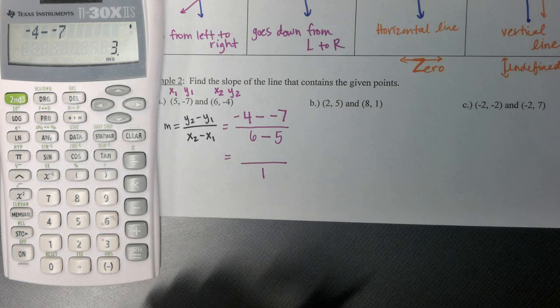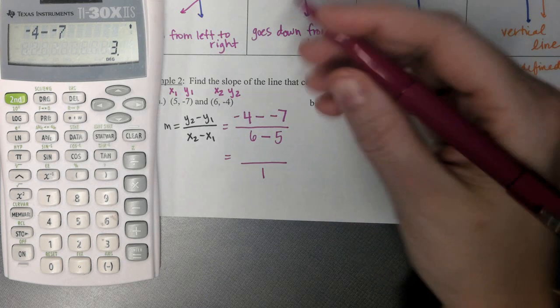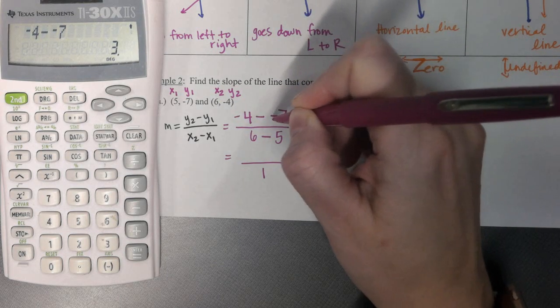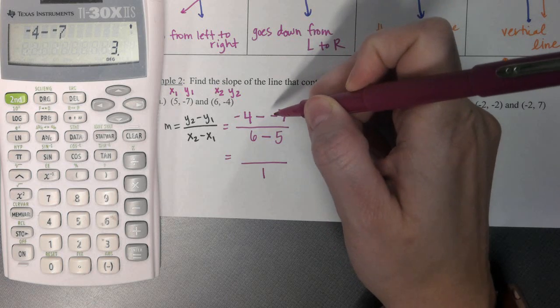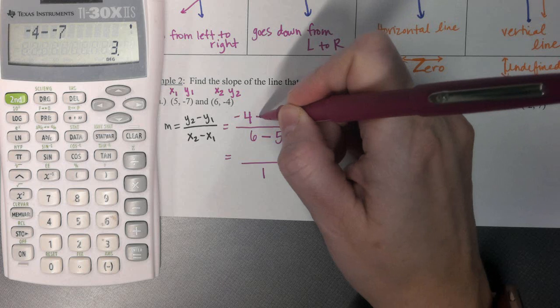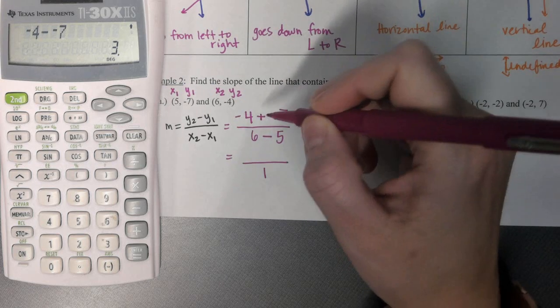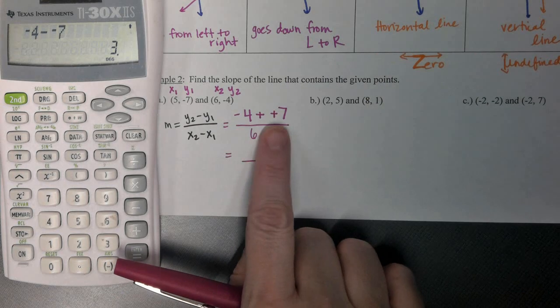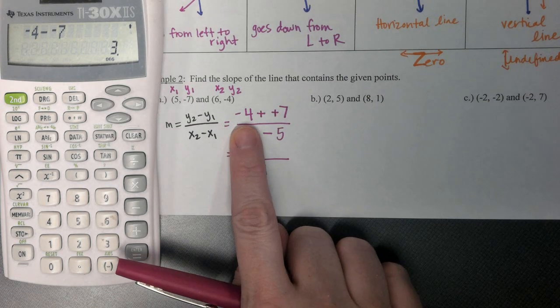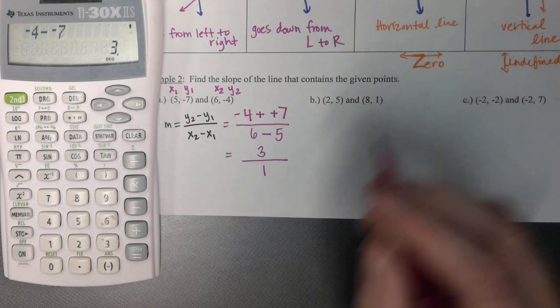Okay, and then you should get 3. So what happens when you have minus a negative? When you subtract something that's negative, you're really doing what? Yeah, you're adding a positive. I always say minus a negative is plus a positive, and I change it like that. So this is like doing 7 minus 4, which is 3, and then divide.